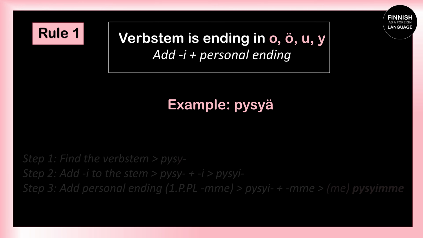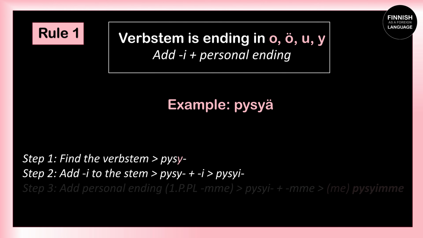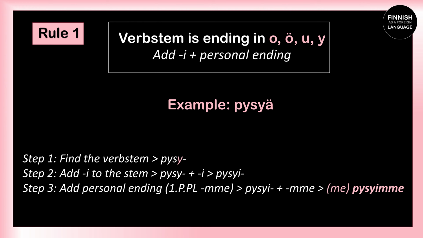And our last example for this rule is pysyä, which means to remain or to stay. The first step again is to find the verb stem, which is pysy. Here we see the verb stem is ending in the letter Y. In the second step we add the past tense marker I to the stem, which means we have pysy plus I is pysyi. Now in the third step we add the personal ending. Let's say we want to form the first person plural, so that means we have to add me to it. So we have pysyi plus me is pysyimme. Me pysyimme, which means we remained.